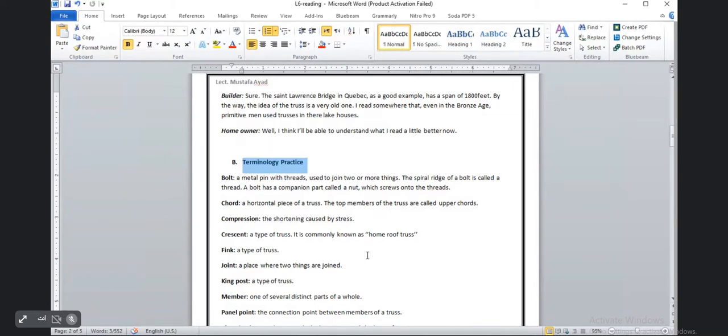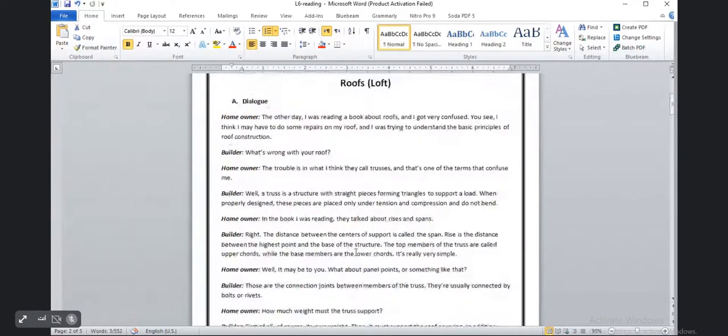This is what I find a very important thing to review for the exam. And I think maybe this group will have the truss or the civil engineering reading passage, the topic about civil engineering, in the next exam, God willing.